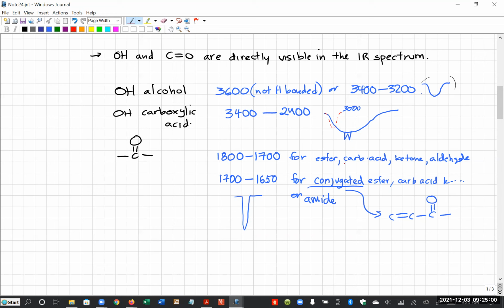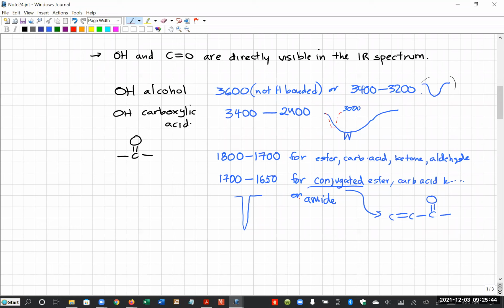And the only complication with C double bond O's is that very often they are conjugated with carbon-carbon double bonds, which means that we have a carbon-carbon double bond, then a single bond in between, and then the carbon-oxygen double bond. We call that conjugation. What conjugation does is cause the frequency to shift lower. So for example, something that might absorb at 1710 if it weren't conjugated would now absorb maybe at 1690 or 1680, okay? And so we just have to be careful.